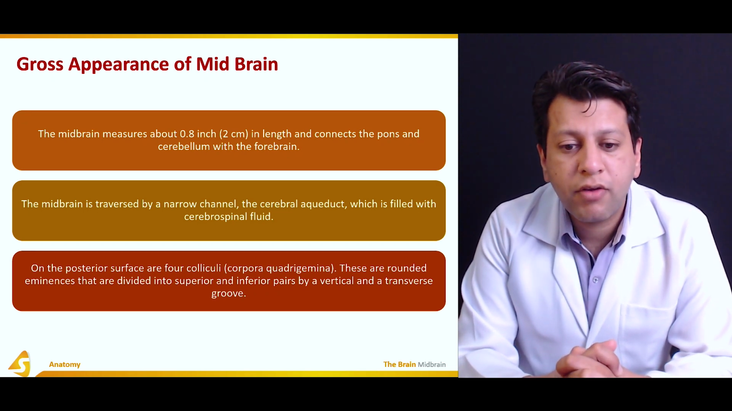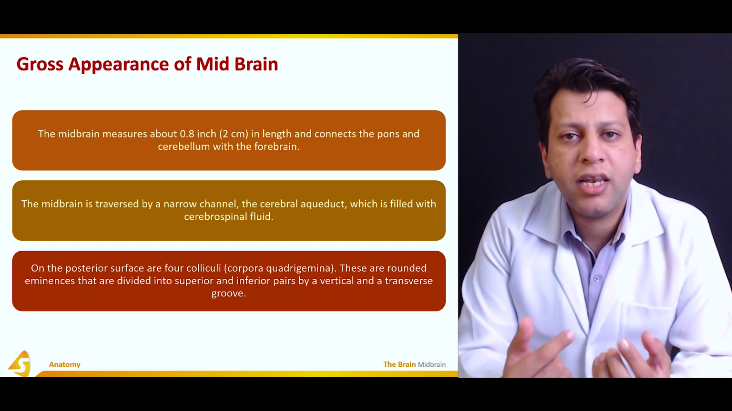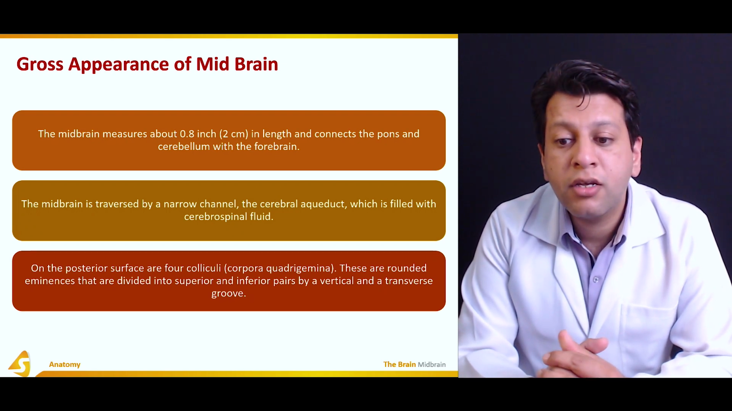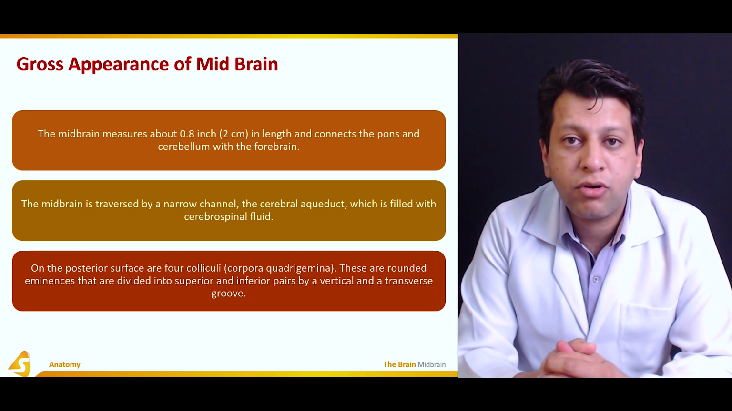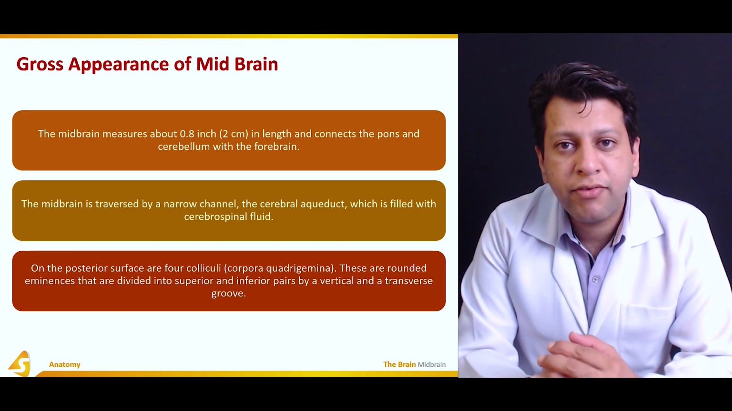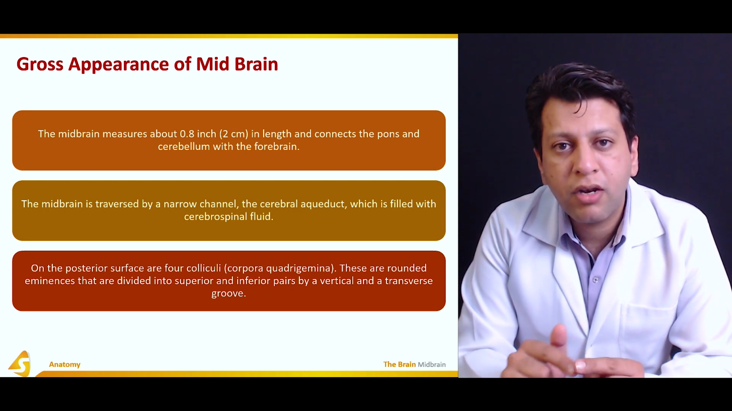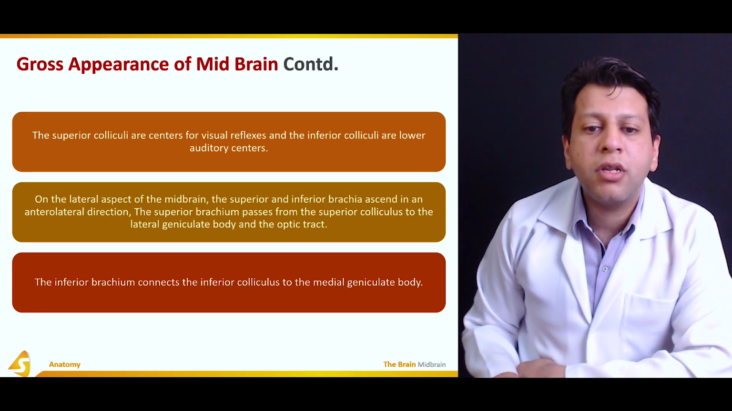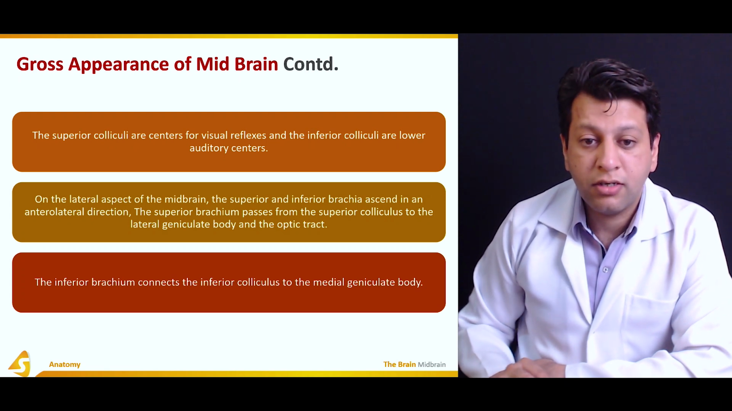On the posterior surface there are four colliculi. What are these colliculi? These are actually elevations. They're ball-like structures called corpora quadrigemina. They are rounded eminences that are divided into superior and inferior colliculi. There are two superior and two inferior colliculi, which are divided into four by one vertical and one horizontal slit. The superior colliculi are the centers for visual reflexes, and the inferior colliculi are the lower auditory centers.